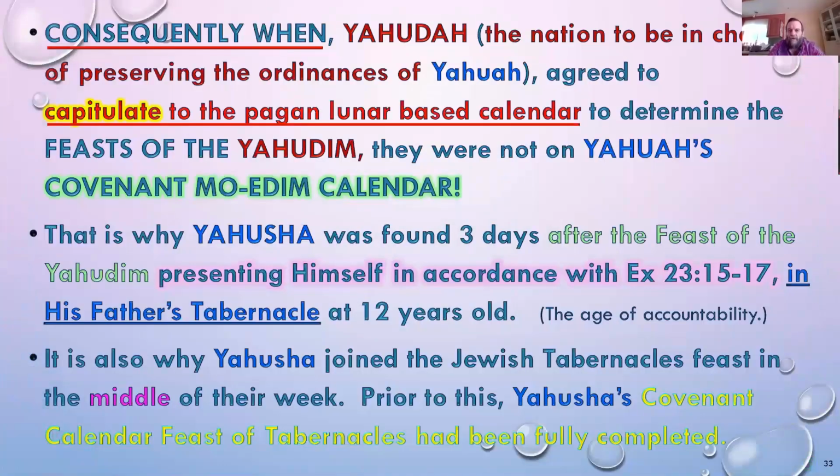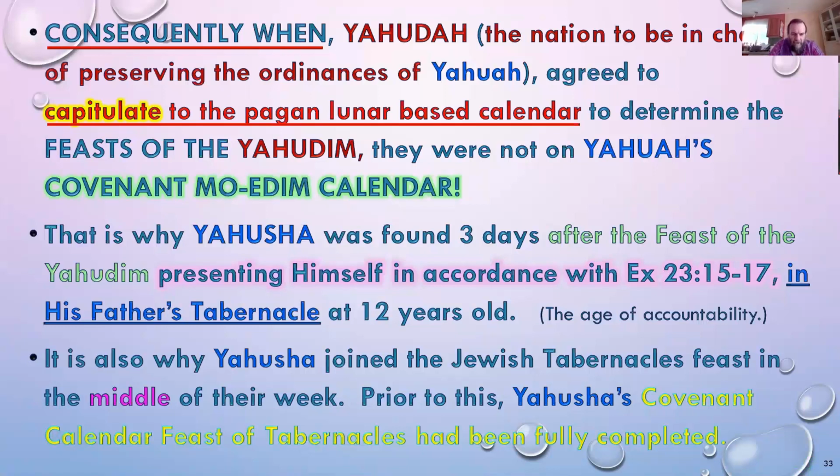Consequently, when Yehuda, the nation to be in charge of preserving the ordinance of Yahuwah, agreed to capitulate to the pagan lunar-based calendar to determine the feasts of the Yahudim, they were not on Yahuwah's covenant Moedim calendar. That is why Yahusha was found 3 days after the feast of the Yahudim, presenting himself in accordance with Exodus 23, 15-17, in his father's tabernacle at 12 years old. And that is the age of accountability.